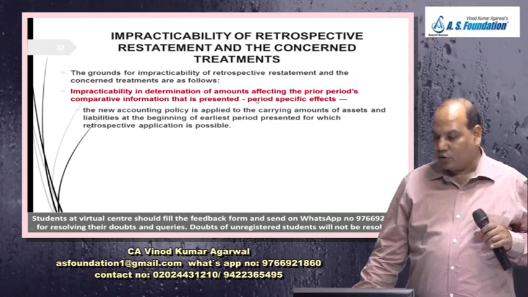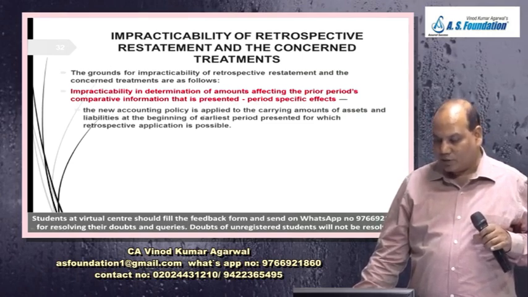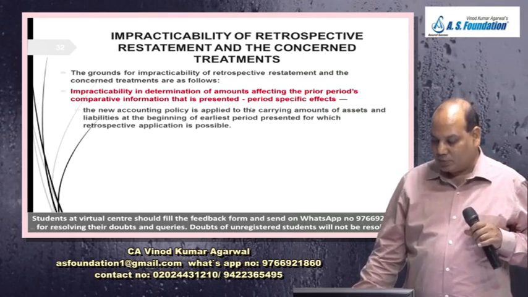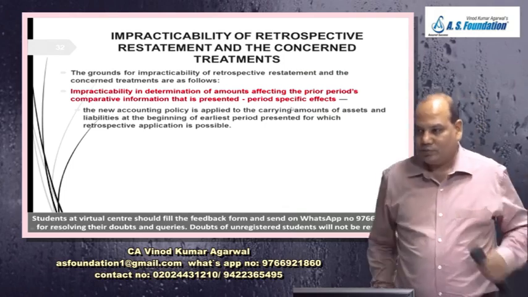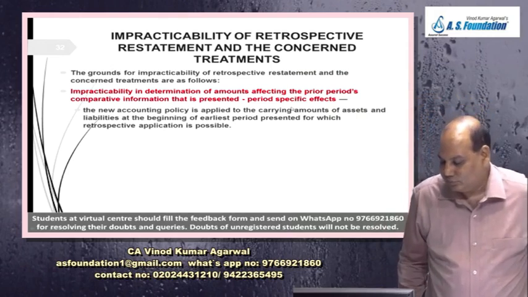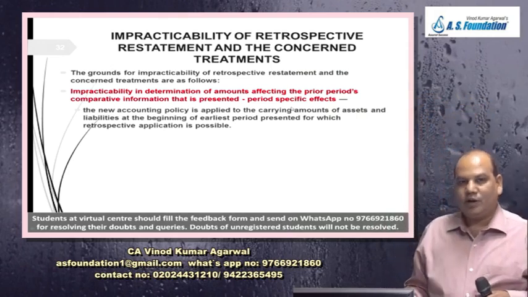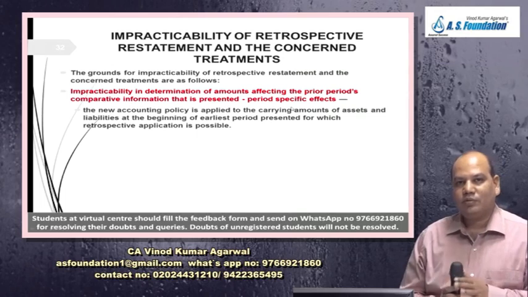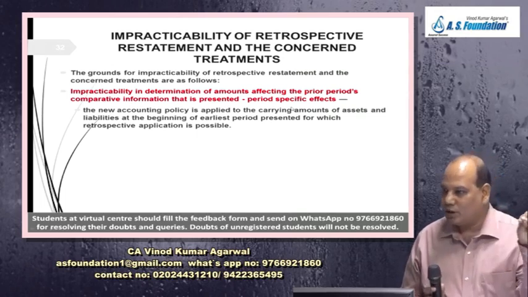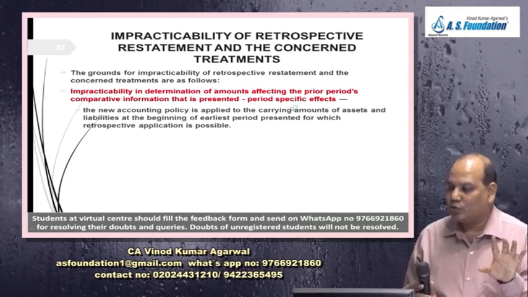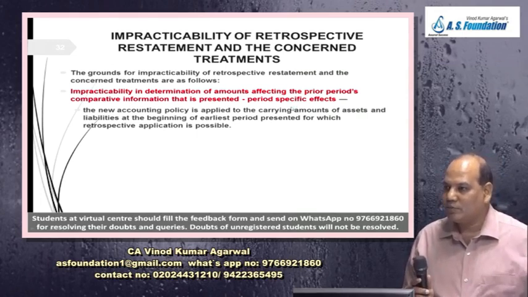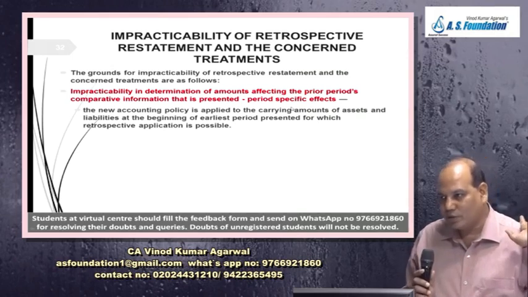Impracticability of determination of amount affecting the prior period's comparative information that is presented. One is called period specific effect. Even if you find it difficult, just keep this in mind: whatever you can give the effect in the past, give it. Otherwise, go to that earliest period to which the retrospective application can be given.